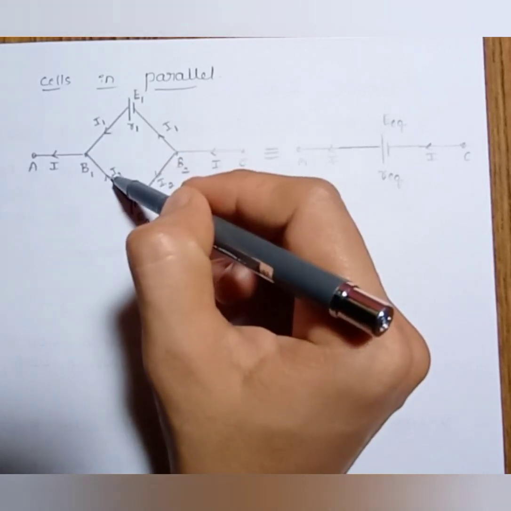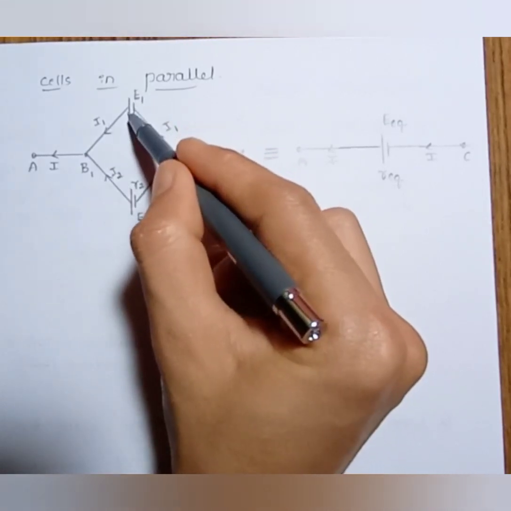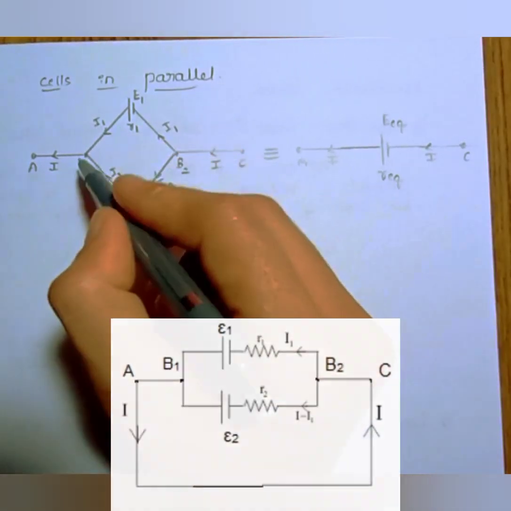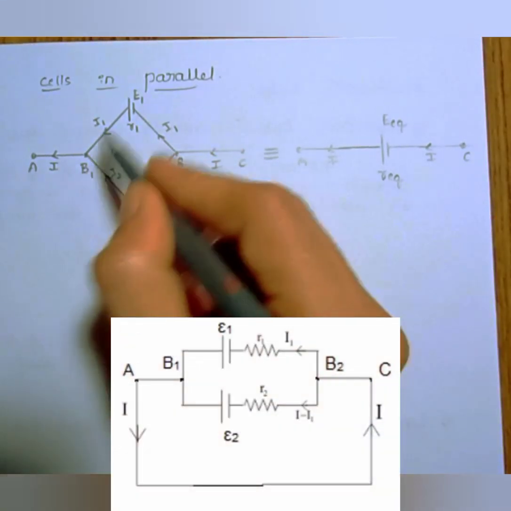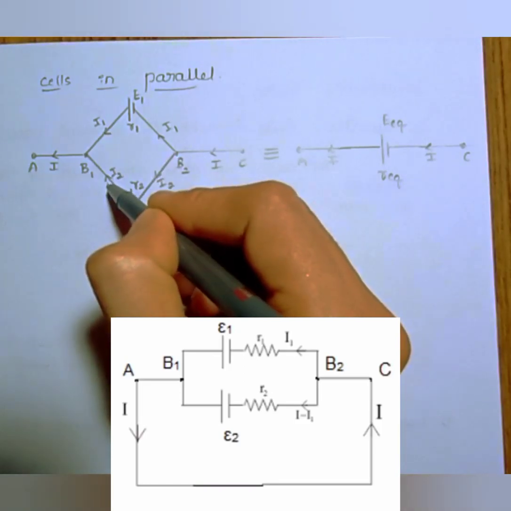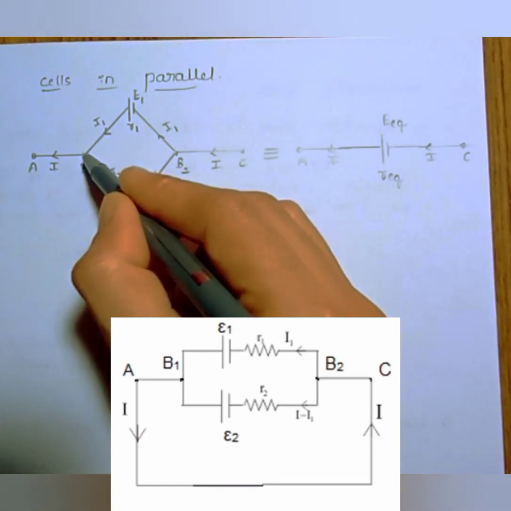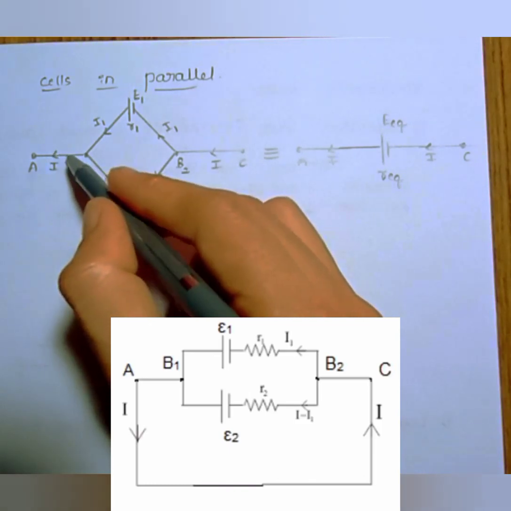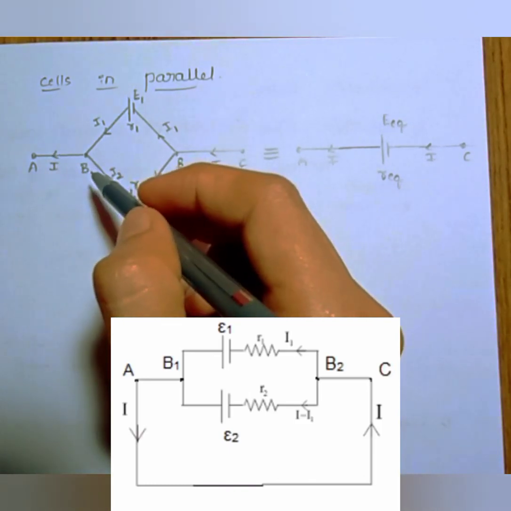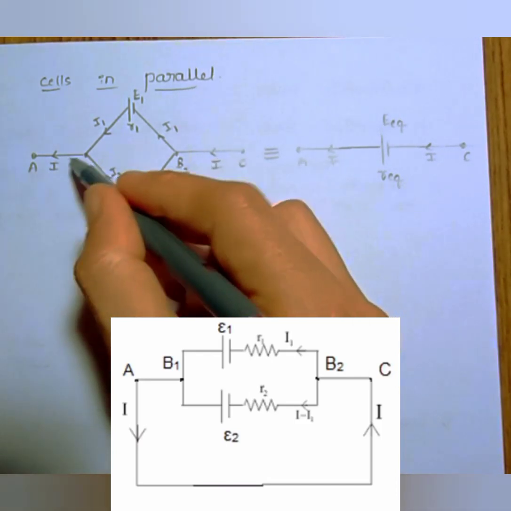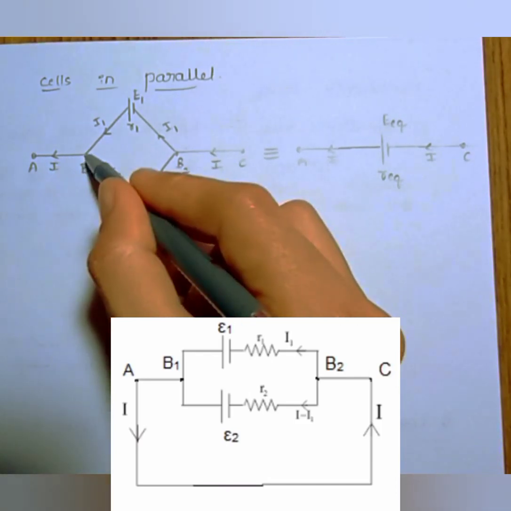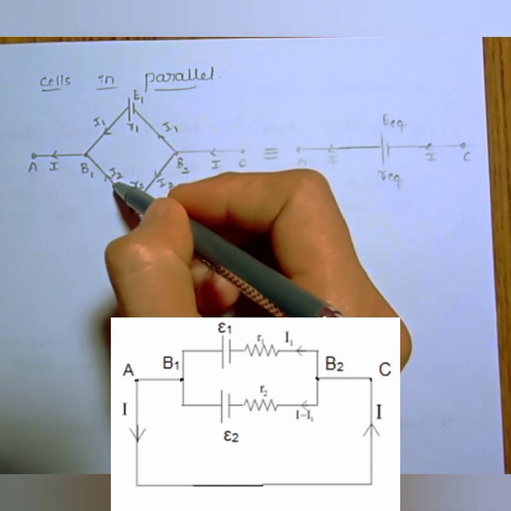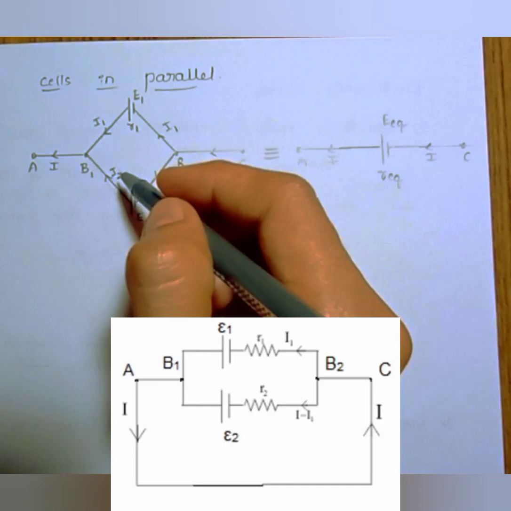I1, I2 are the currents leaving the positive electrodes of the cells. At the point B1, I1 and I2 flow in, whereas the current I flows out. Thus, at the point B1, I is equal to the current leaving the junction, which is equal to the current entering the junction, by Kirchhoff's current law.